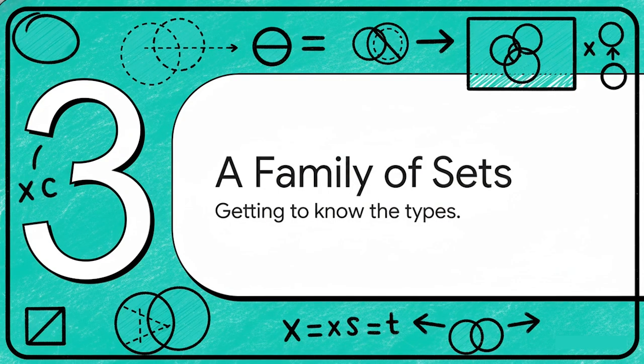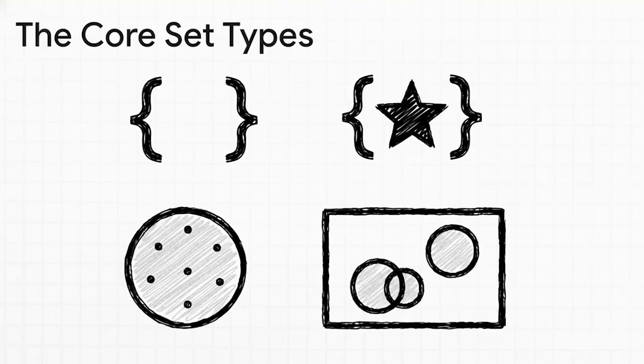All right, it turns out not all sets are created equal. They come in a few different flavors, so let's meet the family and get to know the main types you're going to see over and over again. First up, we have the null set, or the empty set. It's a set with, you guessed it, absolutely nothing inside. Think the set of all chickens with lips. Next, the singleton set, which is just a set with one and only one element.